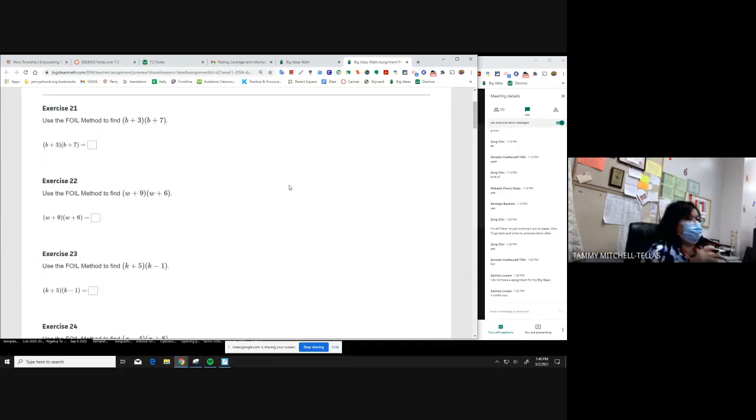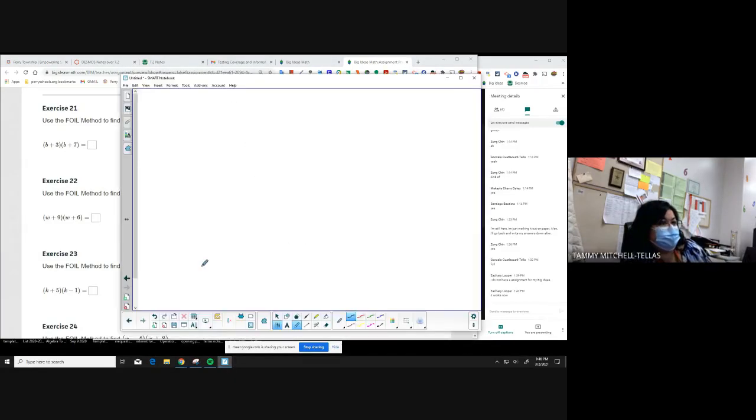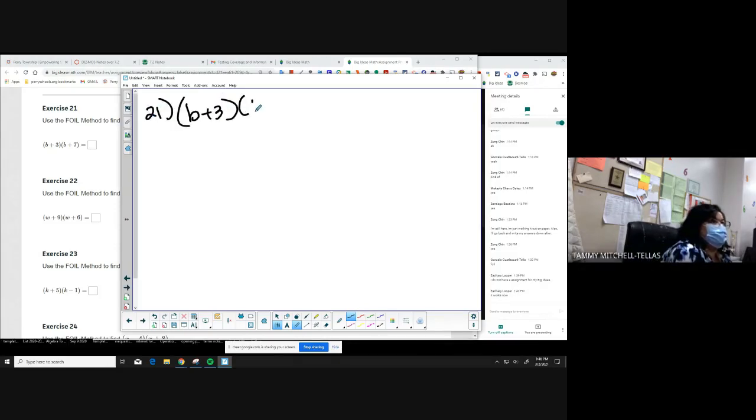Okay, so b plus 3 and b plus 7 when we multiply those. This is number 21. That's what you're starting on. When we multiply two binomials, we use the FOIL method. The F stands for first. The O stands for outside. I is inside, and L is last. And that's the order in which I multiply.